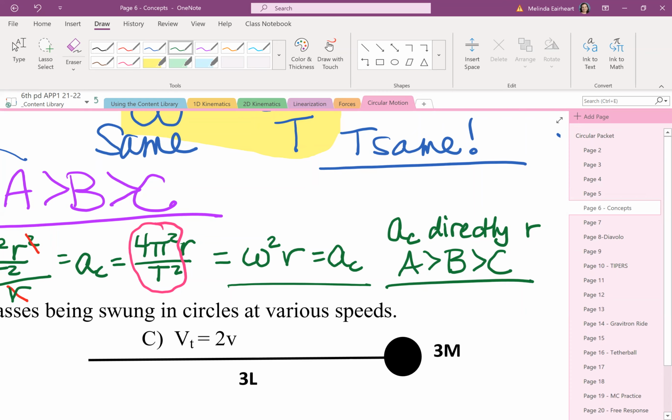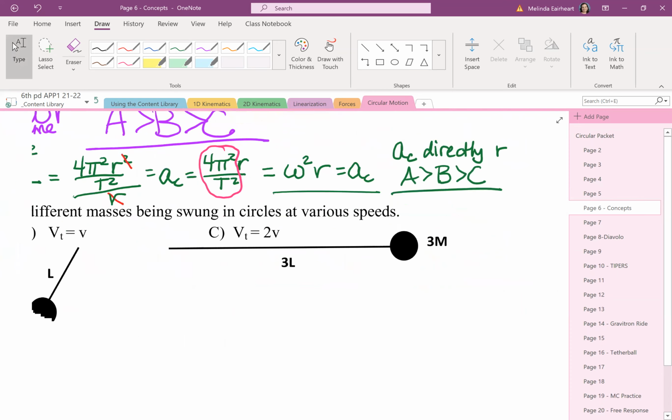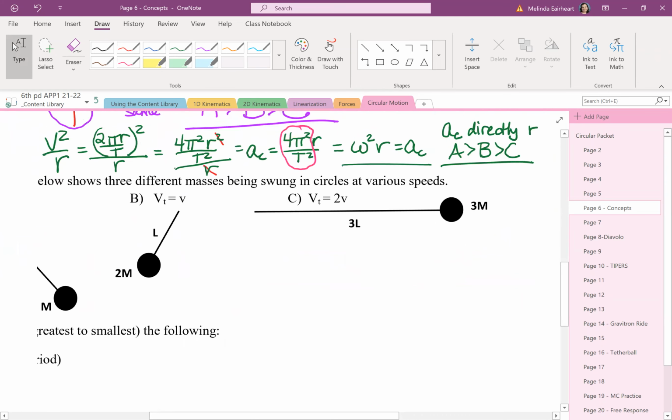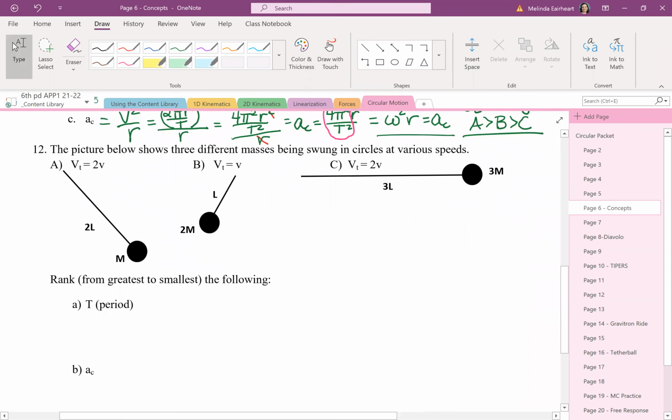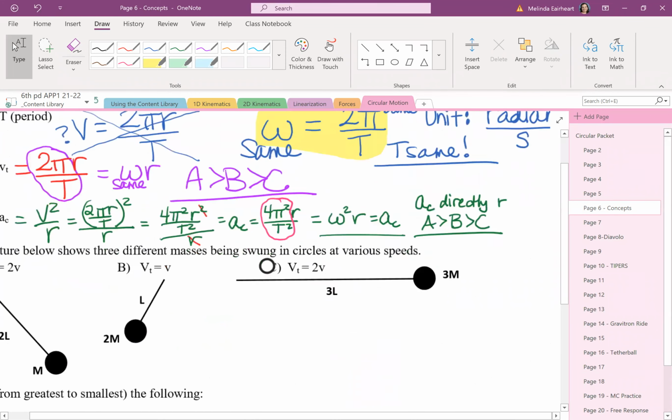All right, let's do the problem down below. Now, although it's on the same page, this one's not a rotating platform, it's a ball on a string. We got different masses, different lengths, different speeds. So don't start thinking, oh, they must all have the same angular speed, same period, okay? They're not.